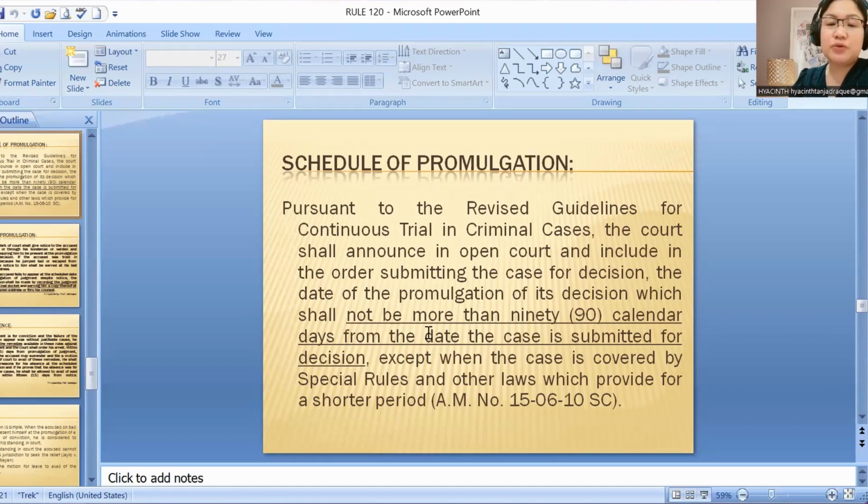Under the revised guidelines for continuous trial in criminal cases, the same shall be done not more than 90 calendar days from the date the case is submitted for decision. Except, of course, when the case is covered by a special rule and other laws which provide for a shorter period. Like, if the charge is for violation under RA 9165, this shall be done within a period of 45 days. And if it is governed by the rules on summary procedure, it shall be done not more than 30 days. Okay? From the date the case is submitted for decision.